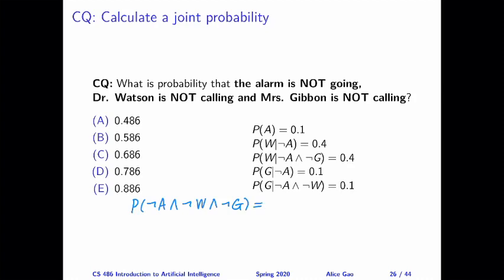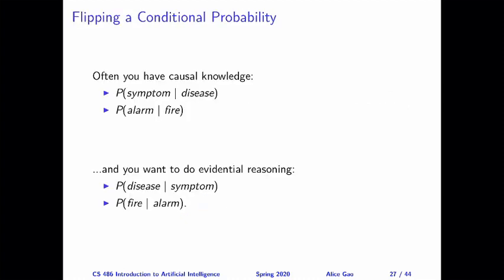And the correct answer is 0.486. Even if you got the correct answers, it might be worthwhile to watch the separate short video anyway, because I'll try to explain different ways of solving the same problem using the chain rule. That's it for our first task.